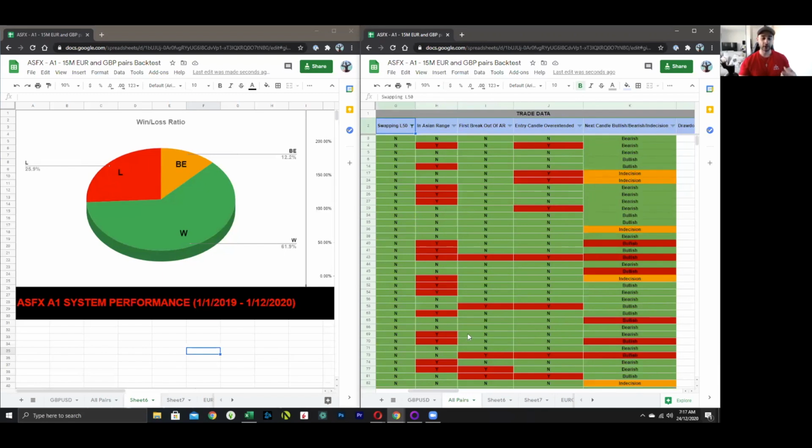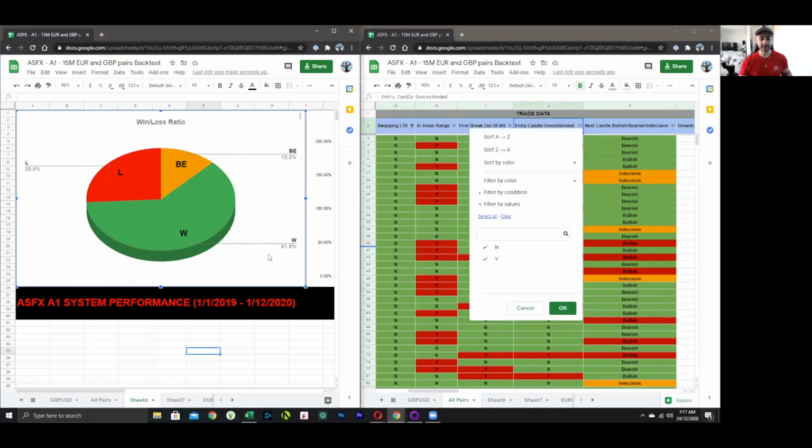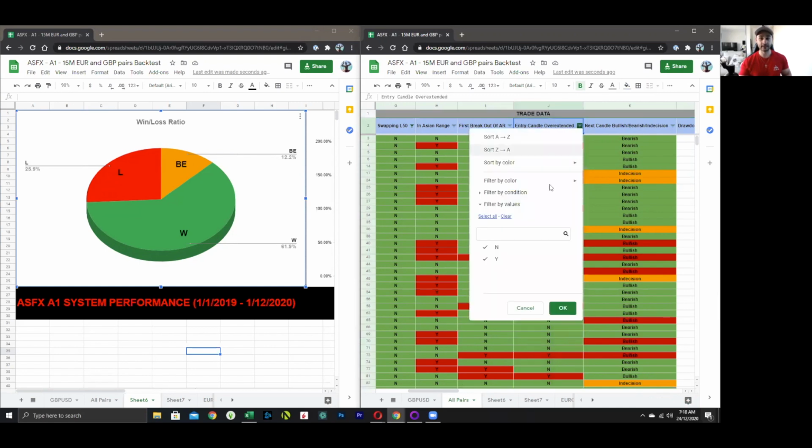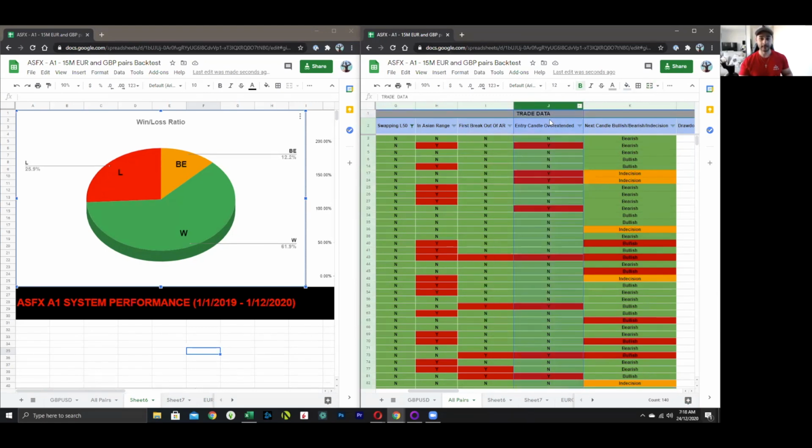So I think a lot that's happened in 2020, and a lot of the ASFX members have questioned this, is an overextended candle. For sure. We know from watching how the market reacts to overextended candles, they come back down. So you can see on the left, we have a 61.9% win rate trading perfect L50 and full trending market, but also a 15.26% loss rate too. Exactly. So pay attention to that as well.